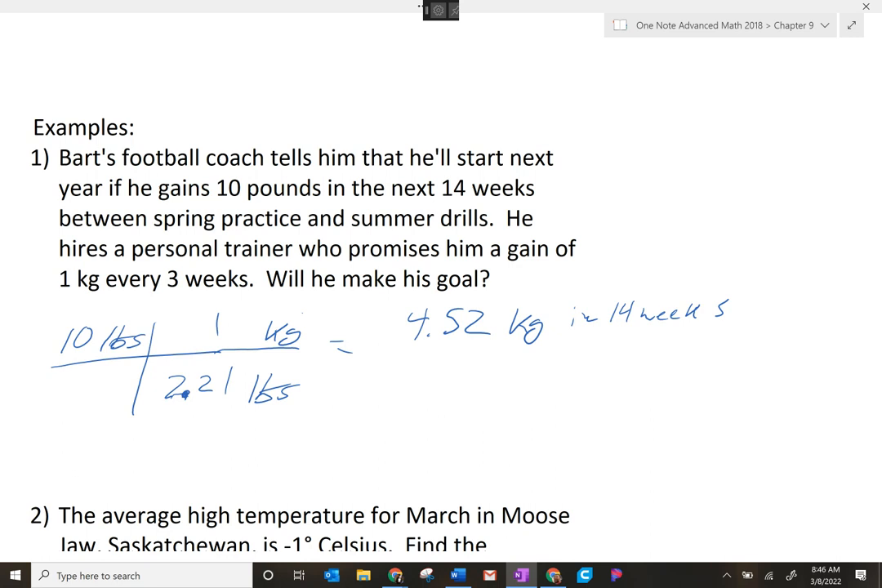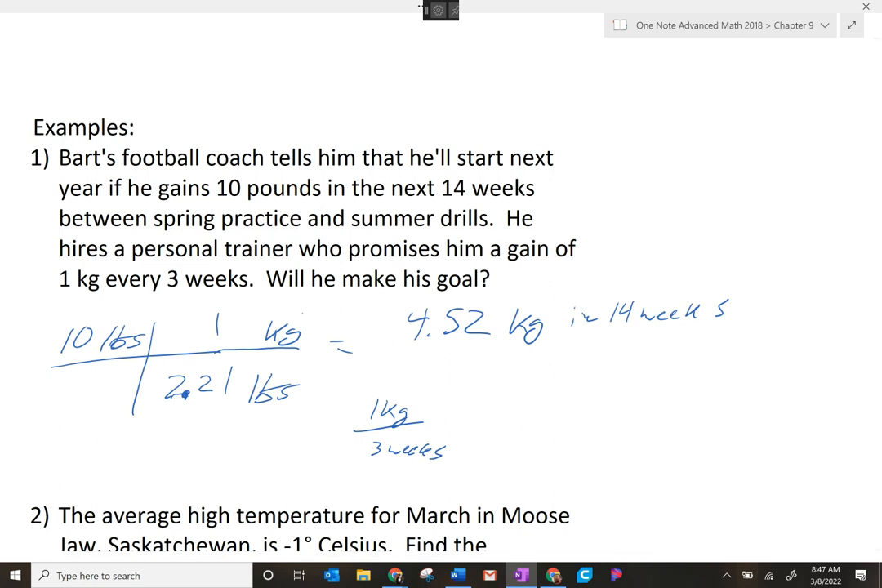So let's look down here and figure out, is his personal trainer, how much will he make in 14 weeks? What are you doing? Four kilograms. Okay. In 3, 6, 9, 12 weeks. Okay, so you're trying to figure out kind of the ratio that he's getting it. Uh-huh. So you're figuring out that if he makes, I'm going to say, 1 kilogram in 3 weeks, let's figure out what he will make in just 1 week.